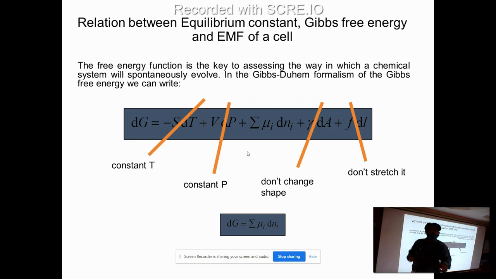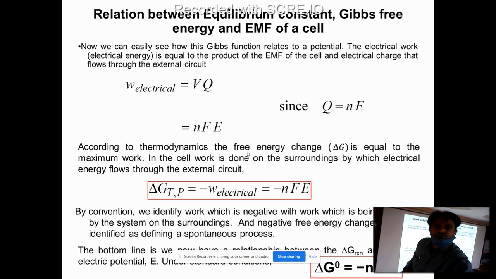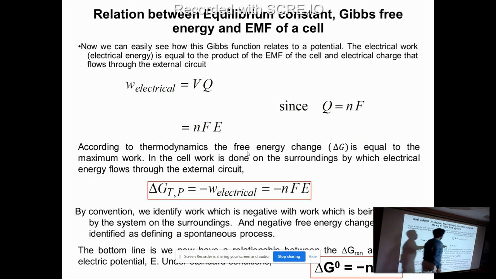Okay, so let us look at what is W. The electrical work can be written as potential into charge, and the charge can be written as N into F, where N is the number of electrons and F is the Faraday's constant. Now, if you substitute N into F in place of Q, and potential is usually represented with EMF, electromotive force, so write it as E. So, electrical work is equal to N into F into E.